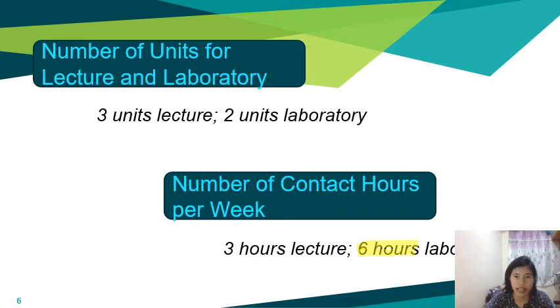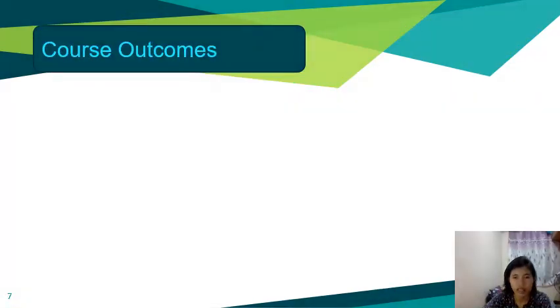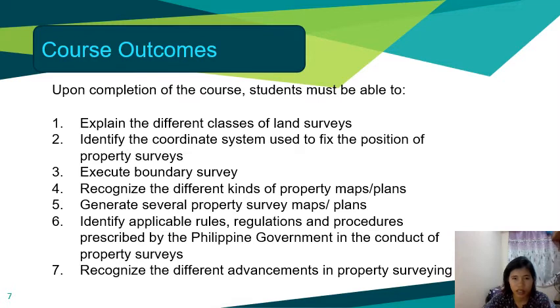So the course outcomes. At the end of this course, the student must be able to, number 1, explain the different classes of land surveys. I'm going to discuss that first. Identify the coordinate system used to fix the position of property surveys, which is very essential. Execute boundary survey. This one should develop your skills. That's why we need this to perform the laboratory exercise next year, if not for COVID.